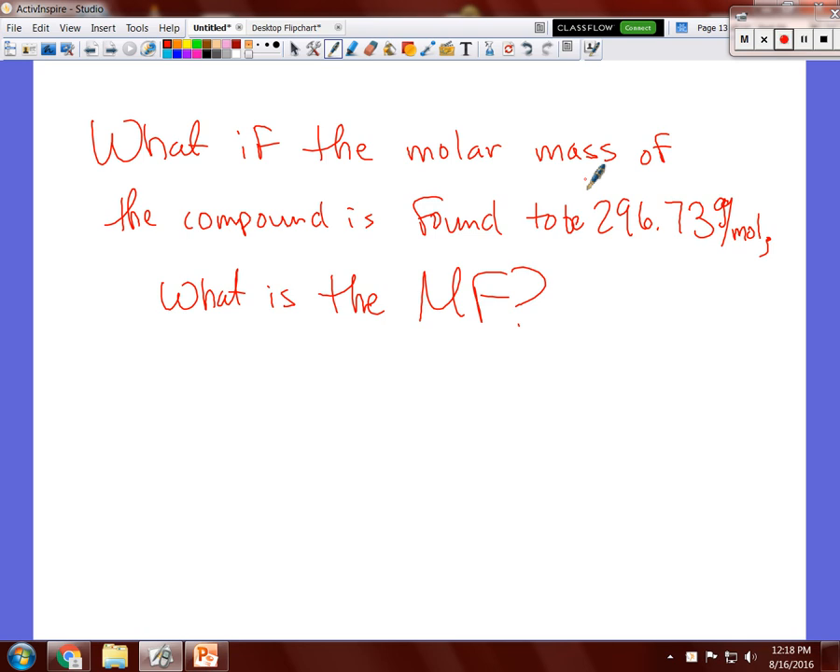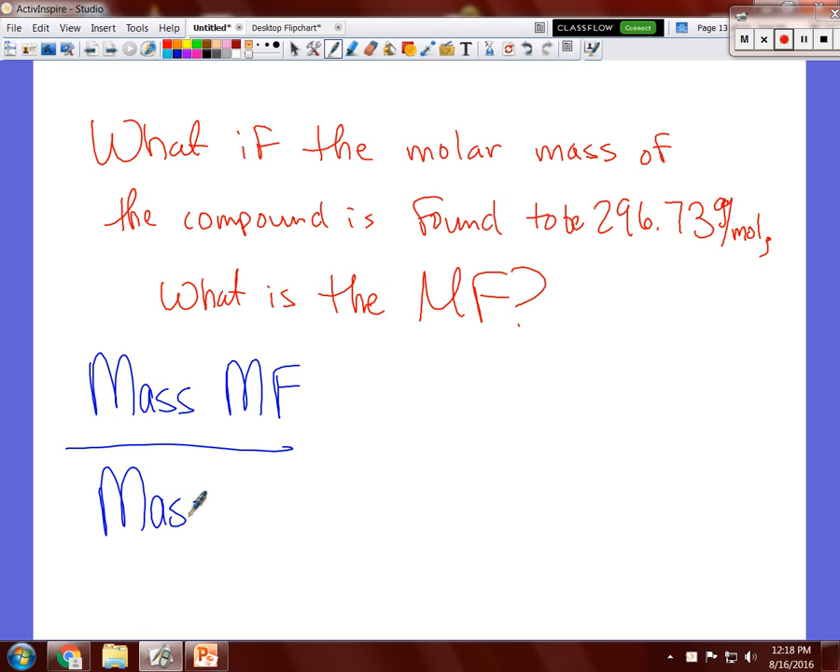Now, last year I gave you guys a little cheat. Does anyone remember the cheat how to convert MF to EF? Okay, this is the cheat. So what you do is you take the mass of the MF. How do you know what the mass of the MF is? It is given to you.